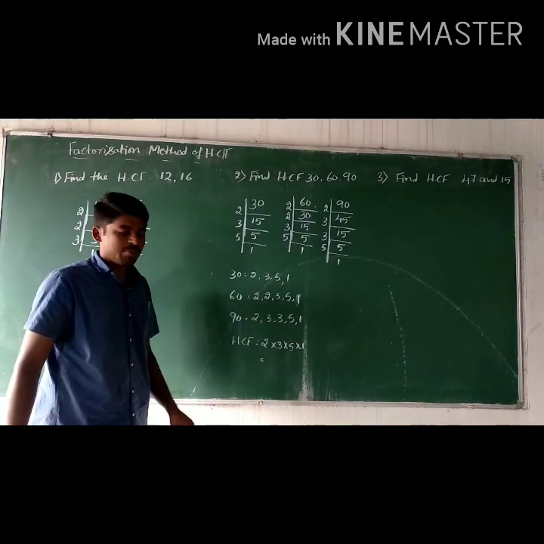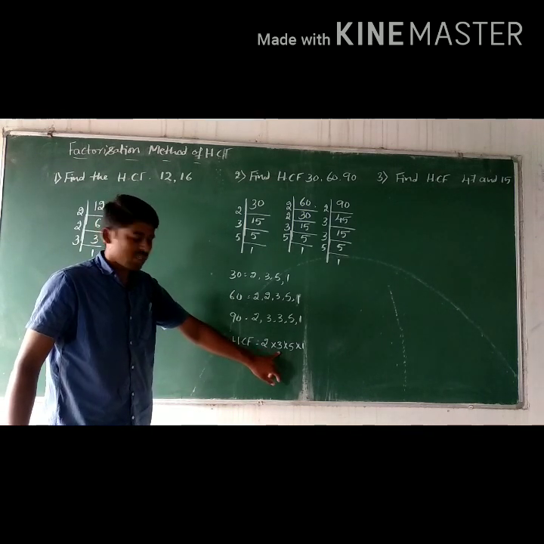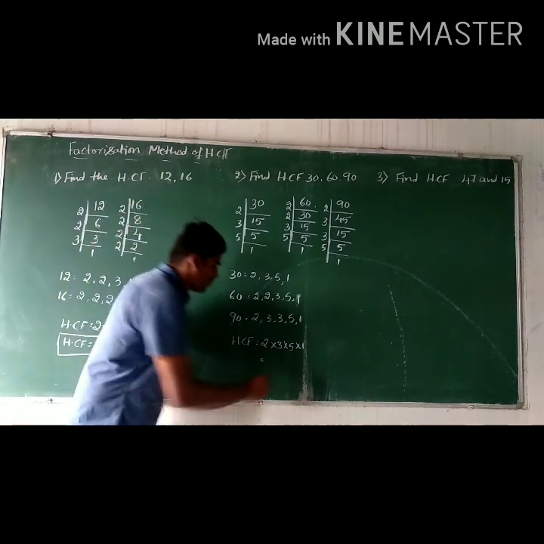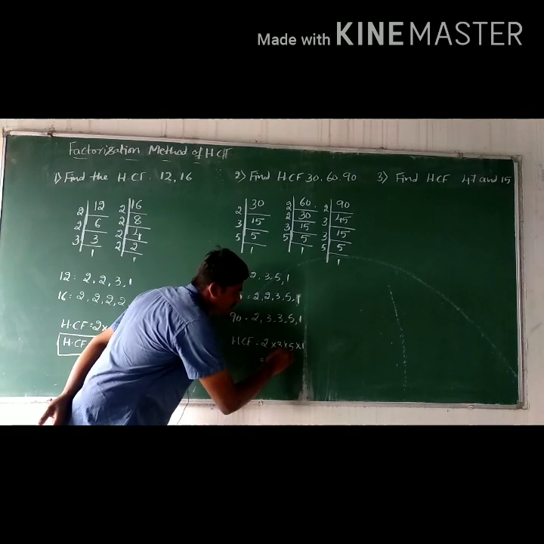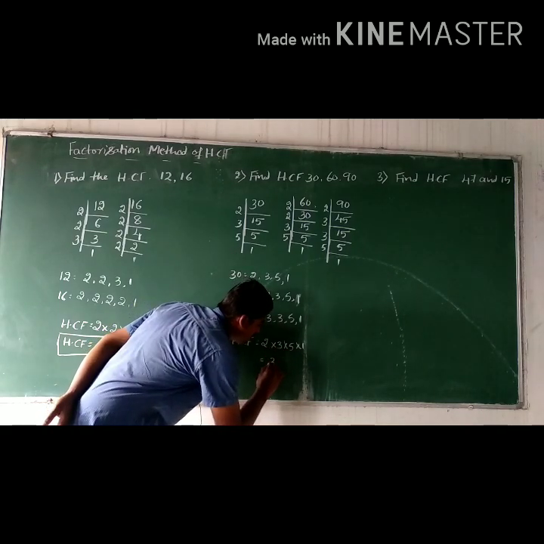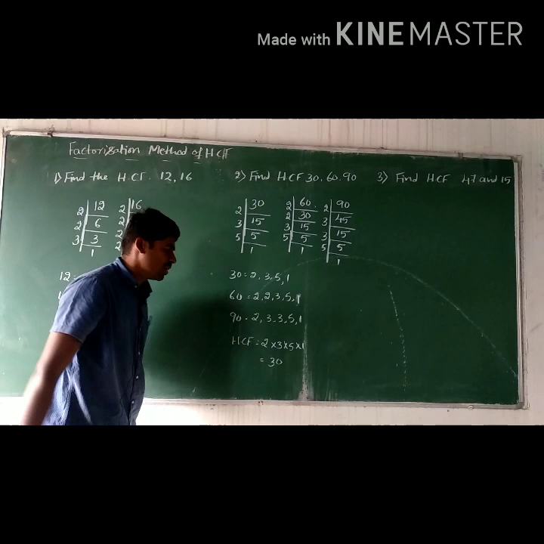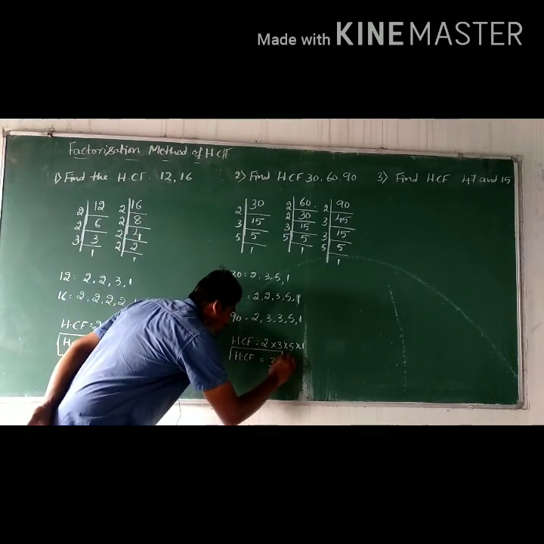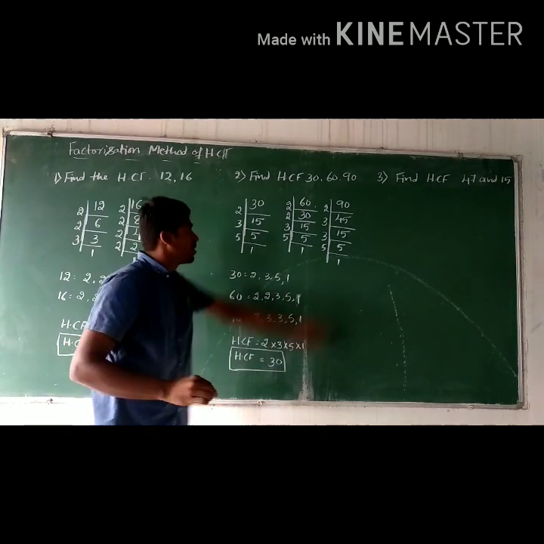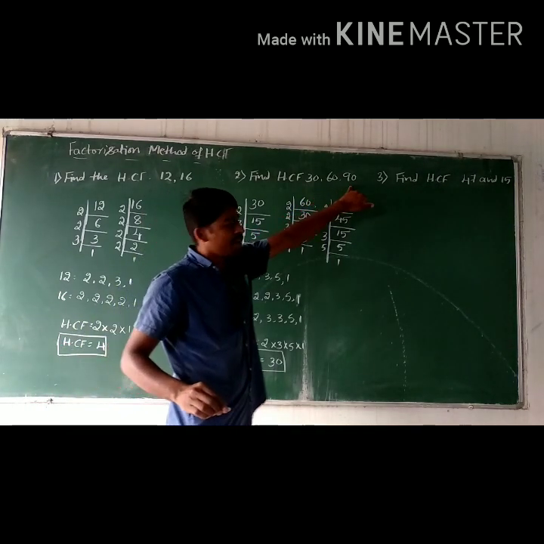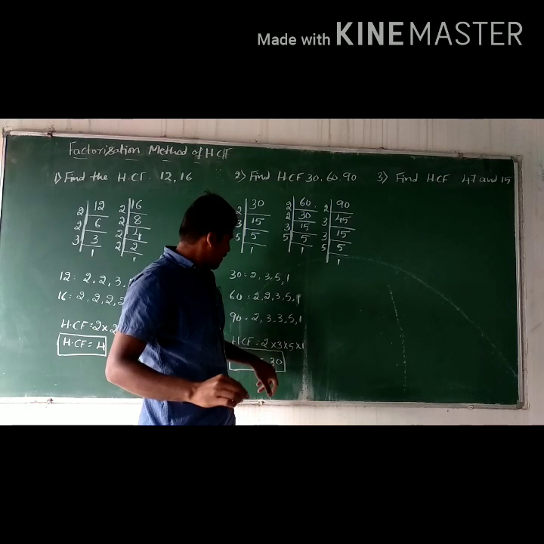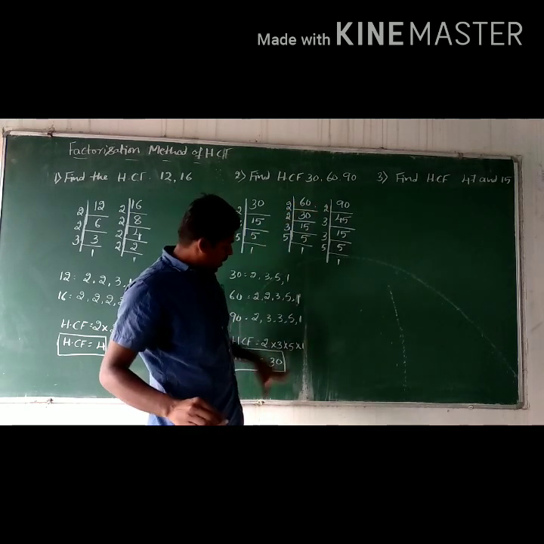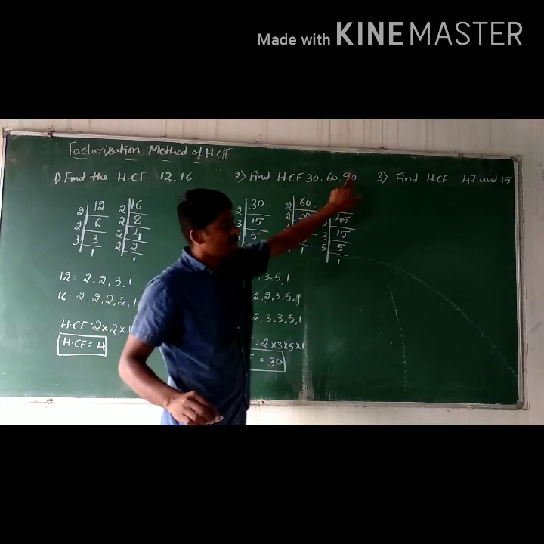Now multiply these. 2 3s are 6, 6 5s are 30. 30 into 1, we get 30. So the HCF of 30, 60 and 90 is 30.